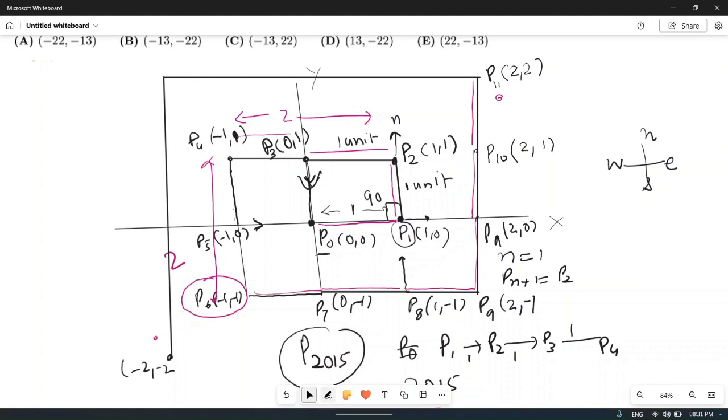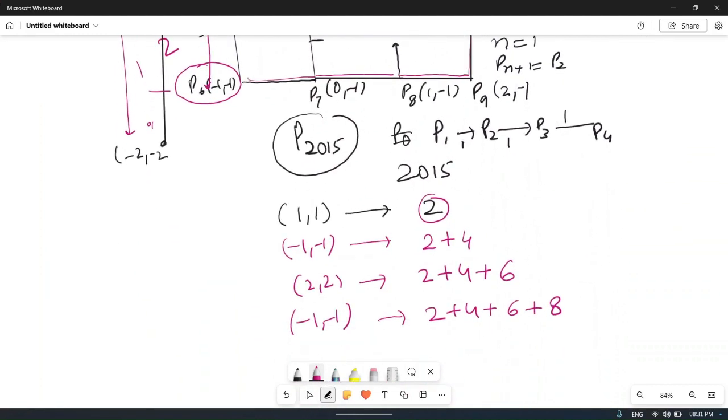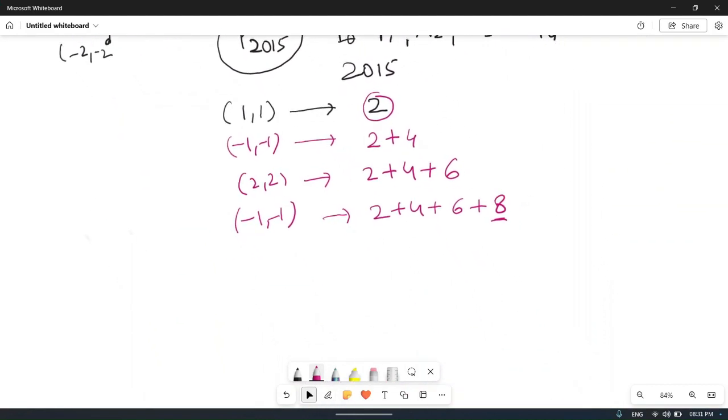Let me change again the color of my pencil to red. Let's see. So this is my 1 unit, 1 unit, 1, 1. So this is total 4 units. Similarly, this is my 1, 1, 1 and 1. Again, this is 4 units. So I'm able to verify it's taking 8 extra steps.